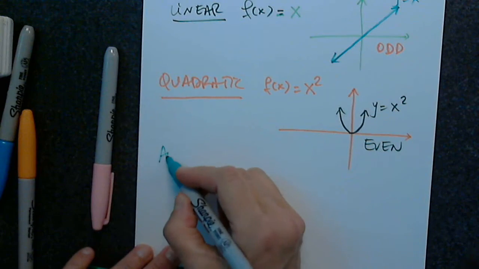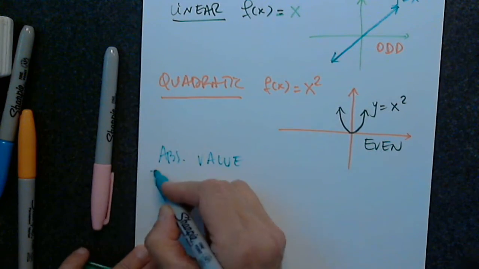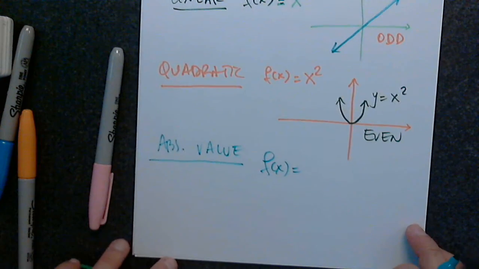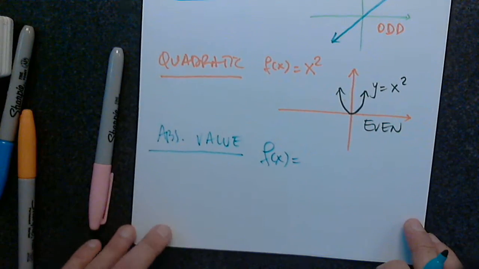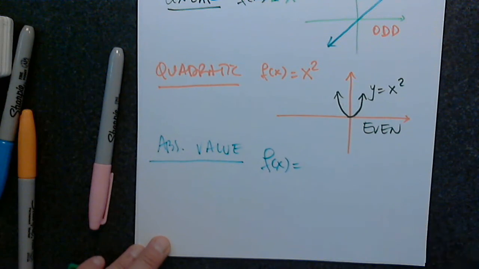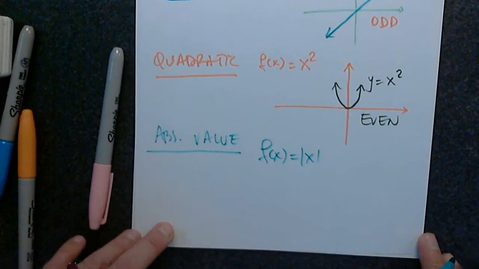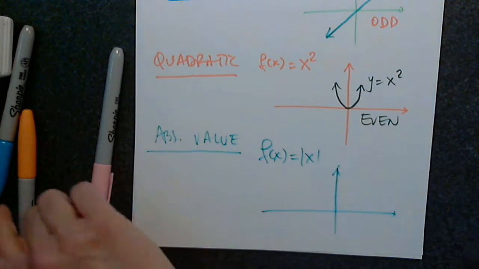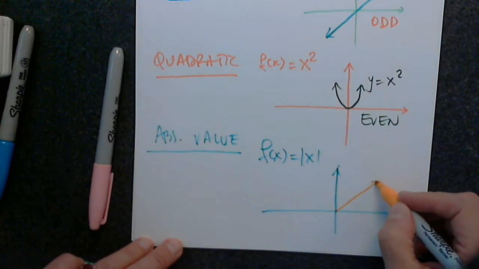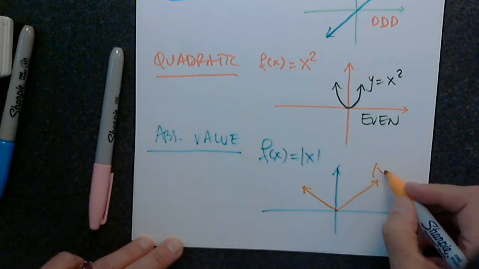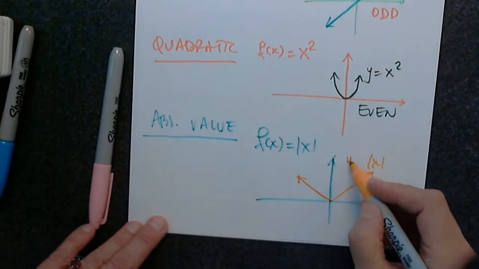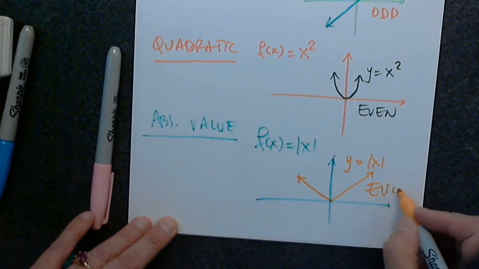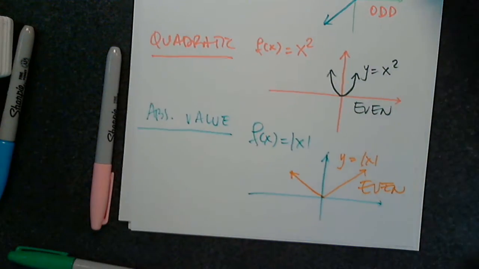Okay. Absolute value. Can anyone give us the simplest possible absolute value function? The absolute value of x. Of course. That's the simplest possible absolute value function. You may remember this. I hope you do. It's called also, quote unquote, a V function. So this is the graph of the absolute value of x. And can anyone tell us whether this is odd, even, or none of the above? Even. Very good. Awesome. It is even. Perfect.